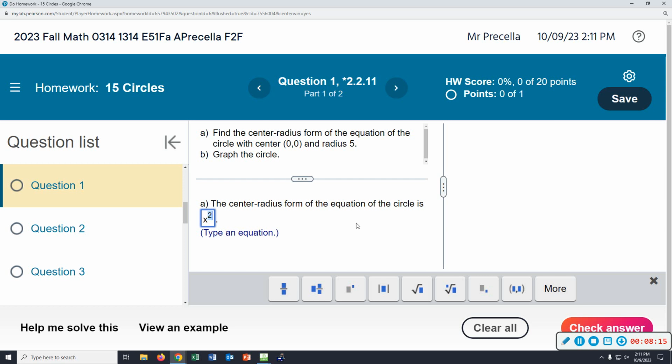Is this what I want? Plus? Is that what I want? No, the plus is not in the exponent. So right arrow, click with your mouse, whatever you do to get out of that exponent position, plus y, superscript, square, get out of that exponent position before you type equals 25.